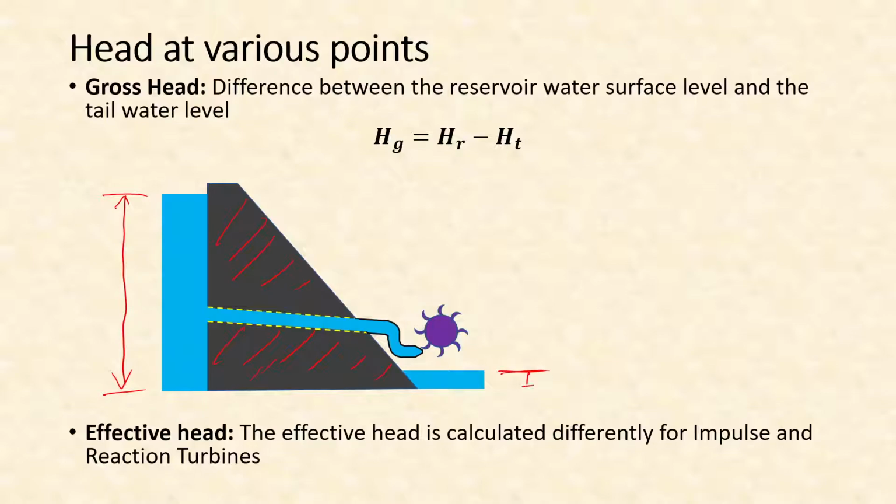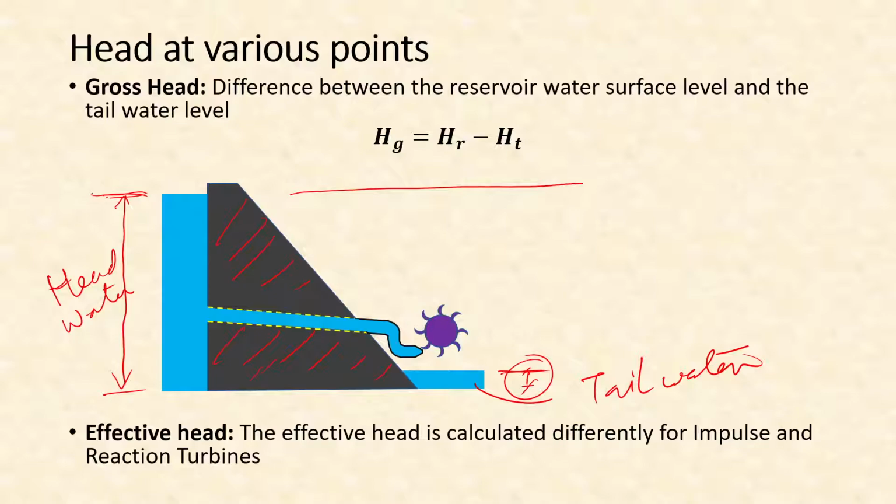So suppose this much depth of water is there, and whatever is the difference between the upstream water and the downstream water, which are called head water and tail water, head water, and this is tail water, the difference is called the gross head. So this distance or this difference between the water levels between the upstream and downstream is called the gross head.